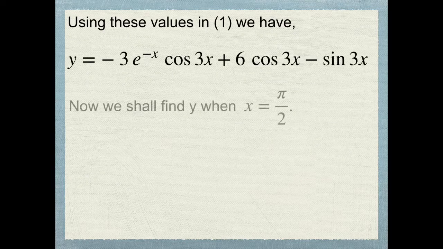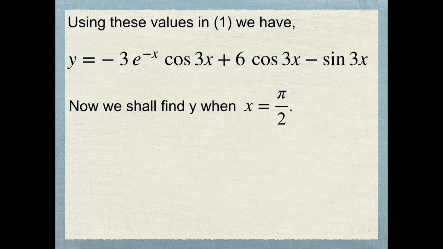And using C1 and C2 value in equation 1, we will be getting the solution in this form. Y is equal to minus 3 e to the power of minus x cos 3x plus 6 cos 3x minus sin 3x. Now our target is to find the value of y at x is equal to pi by 2.